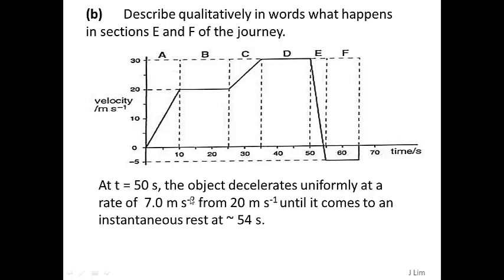Describe qualitatively in words what happens in section E and F of the journey. So at time equal to 50 seconds, the object decelerates uniformly at the rate of 7 meters per second squared from 20 meters per second until it comes to an instant rest at around 54 seconds.